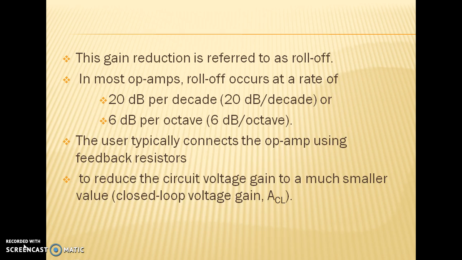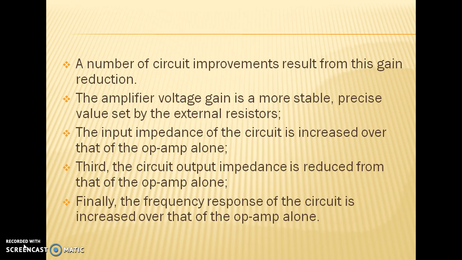The user typically connects the op-amp using feedback resistors to reduce the circuit voltage gain to a much smaller value, which is referred to as the closed loop voltage gain, A suffix CL. A number of circuit improvements do result from this gain reduction. First, the amplifier voltage gain is more stable and of precise value set by the external resistors. Second, the input impedance of the circuit is increased over that of the op-amp alone. Thirdly, the circuit output impedance reduces from that of the op-amp alone. And finally, the frequency response of the circuit is increased over that of the op-amp alone.